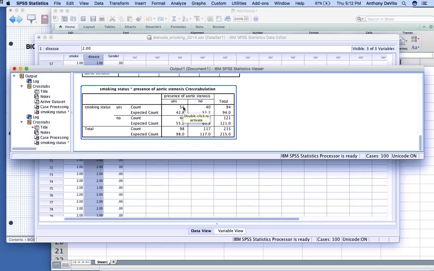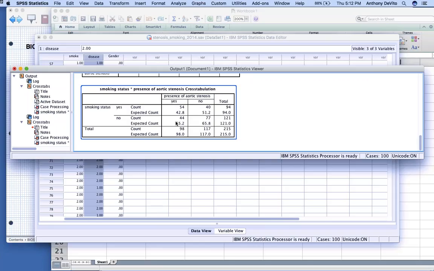We had 54 in the smoking and yes. We would have expected fewer, 42. In the people that didn't smoke, we would have expected, if there was no association, 55, but we in fact got 44. So it looks like there's a difference. The question now is, is the difference big enough for us to reject the null hypothesis? And how are we going to do that?